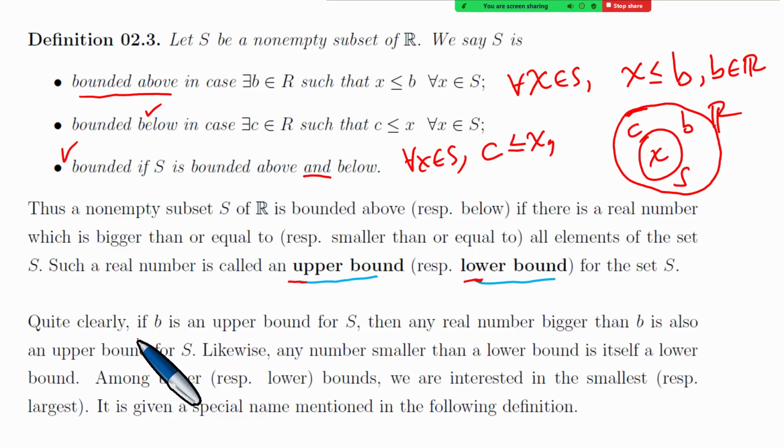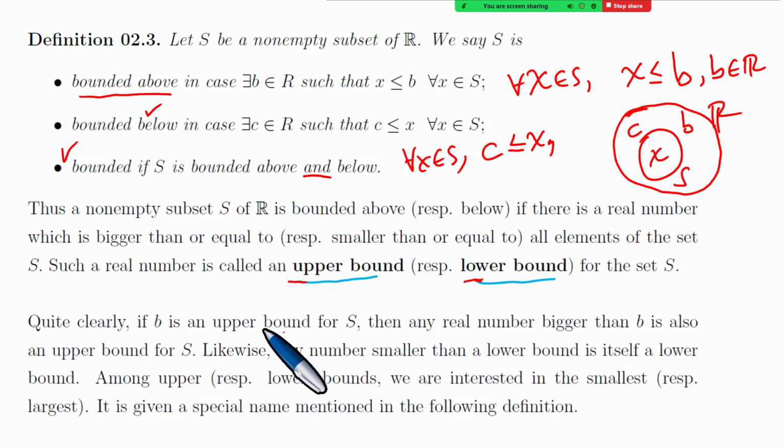Right, so we repeat the statement. Thus, a non-empty subset S of R is bounded above, respectively bounded below, if there is a real number C which is bigger than or equal to, respectively smaller than or equal to, all the elements of S. Such a real number is called an upper bound in the first bullet point, and a lower bound in the next bullet point, for a set S.